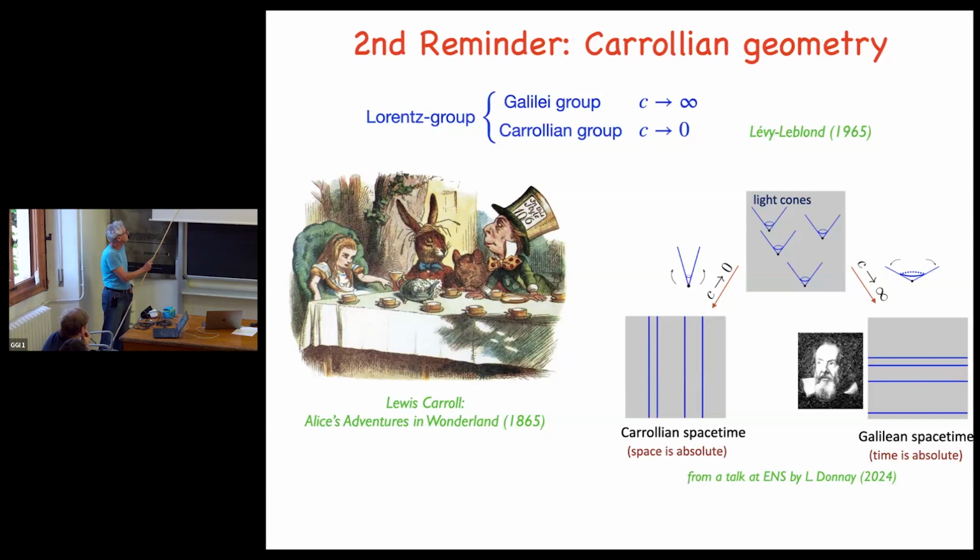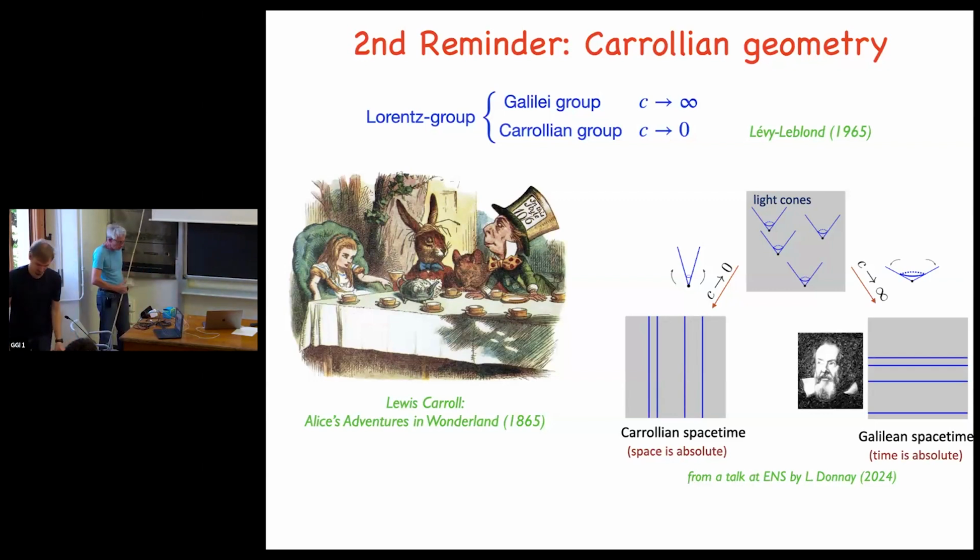It comes from this author, and that's the opposite of what we have in Galilean space-time. Now space is absolute, and that's why, as I said before, there's no distinction anymore between the retarded and advanced time, because it's space which is absolute. I was too lazy to draw this, so I took it from a talk by Laura Donnay.